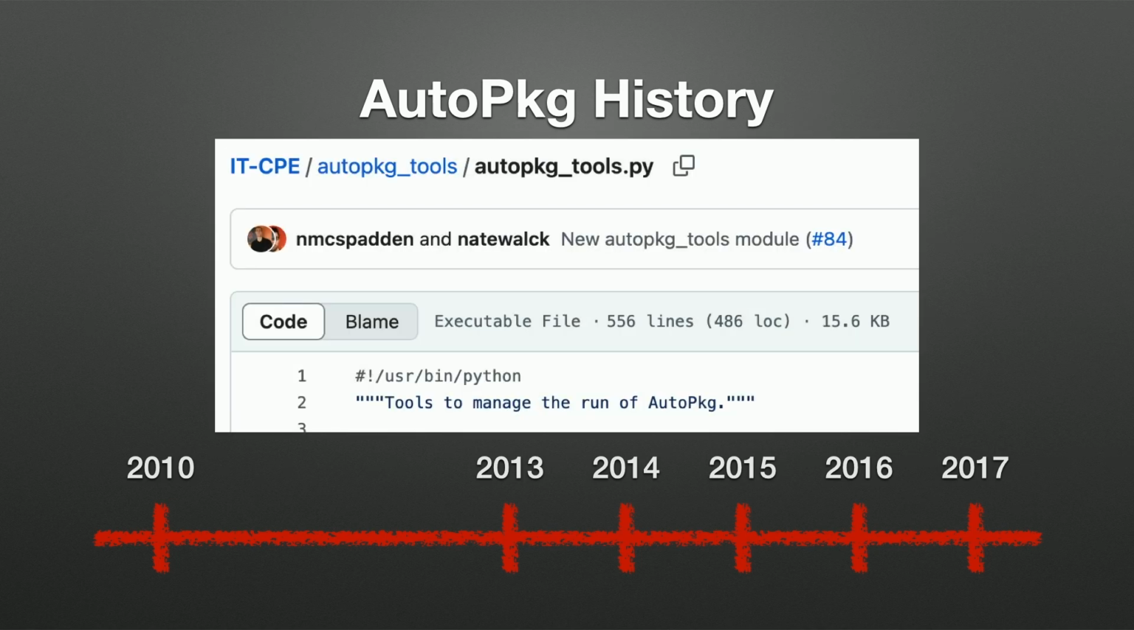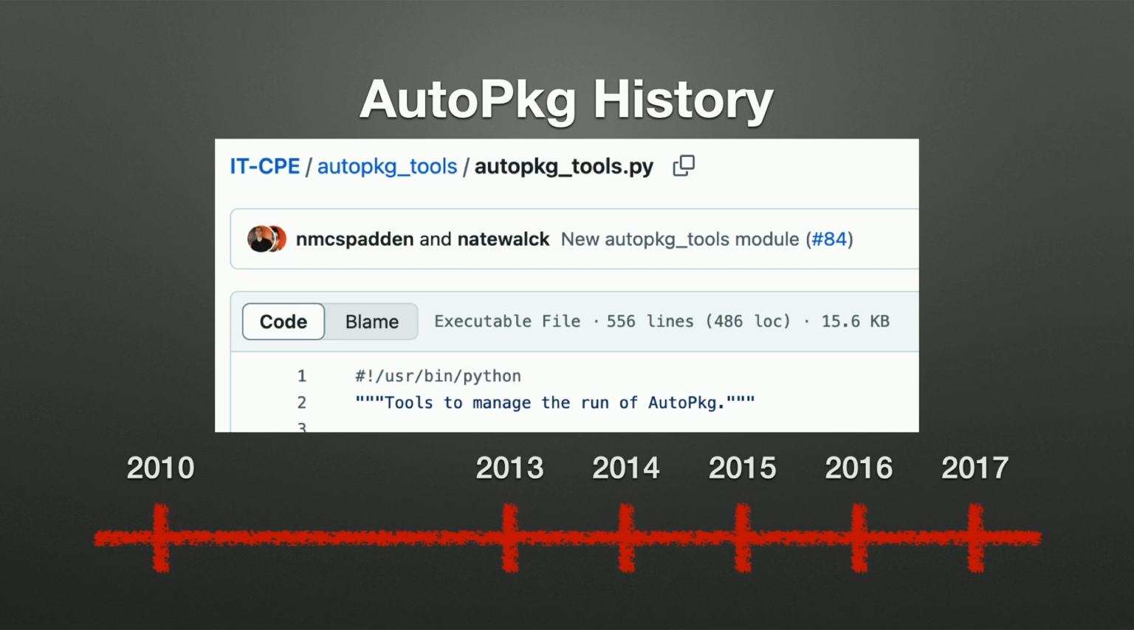A couple of Facebook employees at the time, Nick McSpadden and Nate Walk, for sure. There may have been some others, I don't know. They released a wrapper script that they named autopackagedtools.py. This created a separate Git branch and created a commit for every new item that was imported in the Monkey repo during an AutoPkg run. This was just a Python script that you could run that did all this stuff.